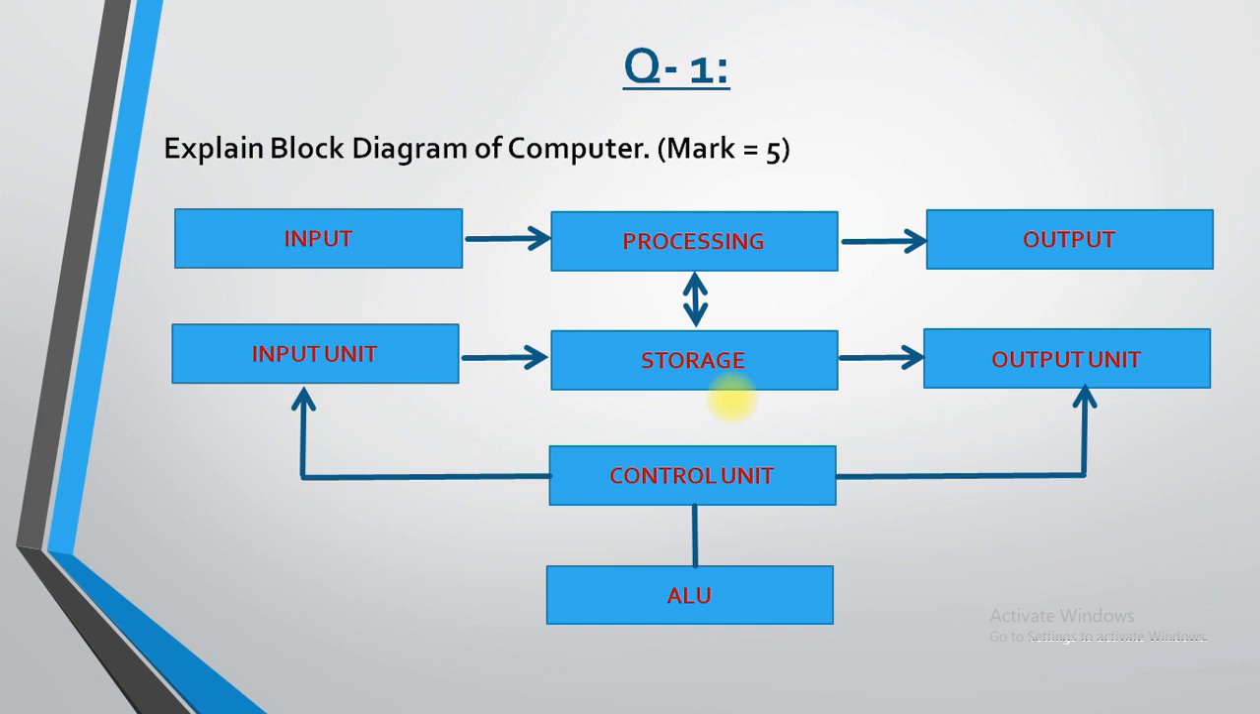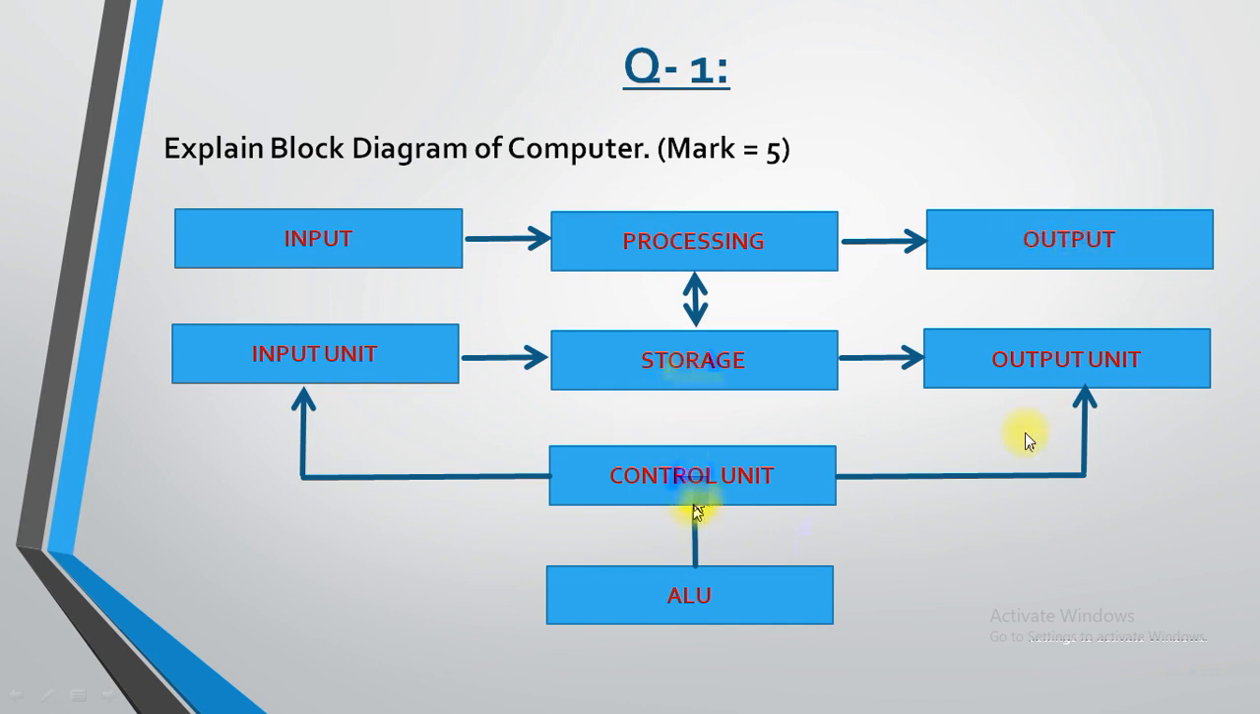The first question is called block diagram of computer, which can be asked in the 5 mark of exam. There are 3 parts basically: input, process and output. The processing is also divided into storage, control unit and ALU. Various types of arrows I have used over here, and each is responsible related with something. Like input transfers data into the processing unit. After processing you will get data on the output.